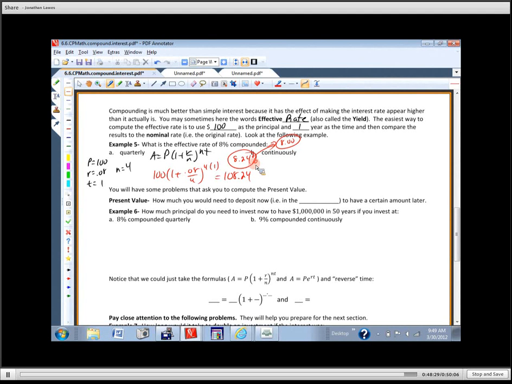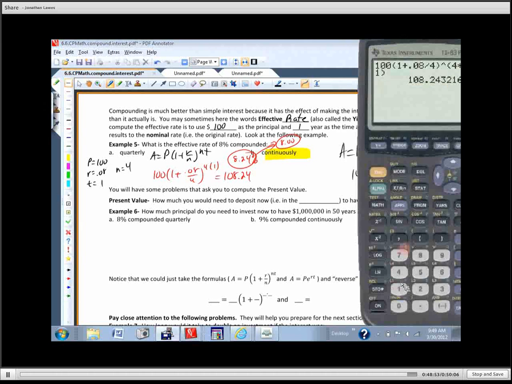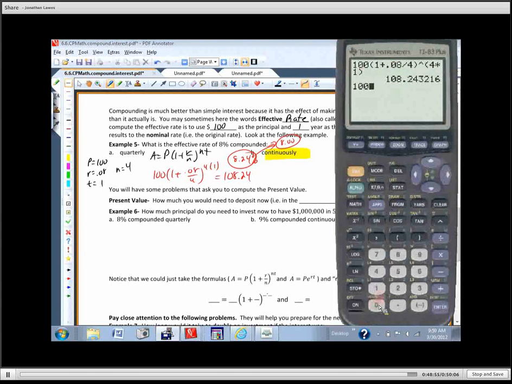Okay? Now, what's the key word on this problem right here? Continuous. Continuous. So what formula are we going to use? A equals P e to the RT. So this is going to be $100 e to the 0.08. What's the year? What's the time? 1. So we're going to type that in the calculator. So we're going to do 100 e to the 0.08.